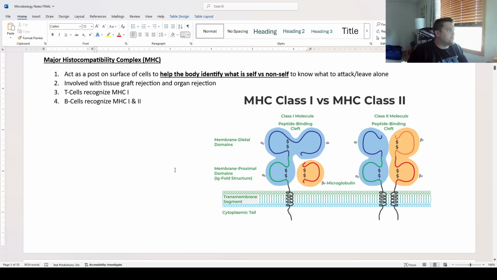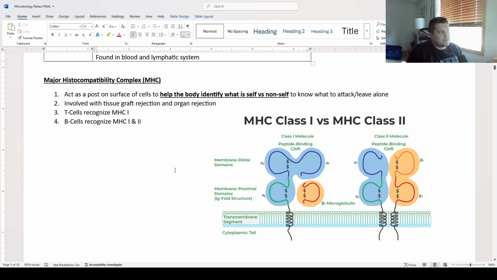Major histocompatibility complex, known as MHC. There's two types, type 1 and type 2. These go on the surface of cells in order to help us identify what type of cells need to be attacked, to be broken down, because they are invading cells. They help us differentiate between what we say is self versus non-self.